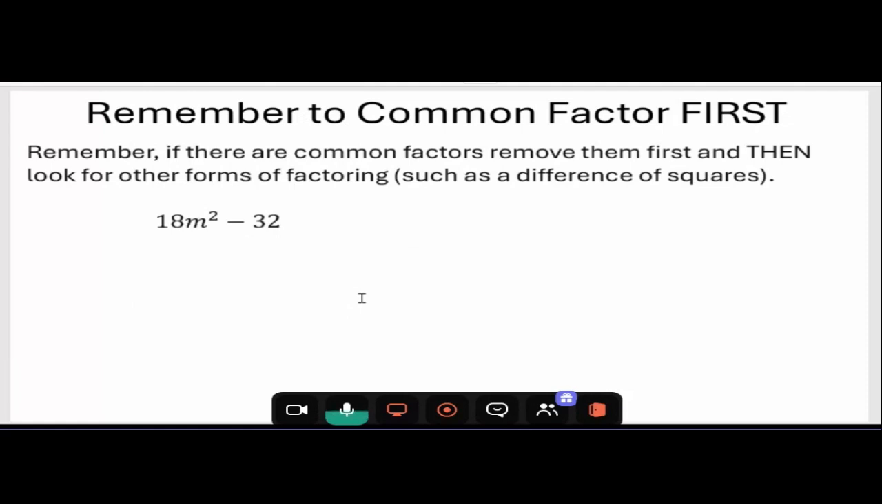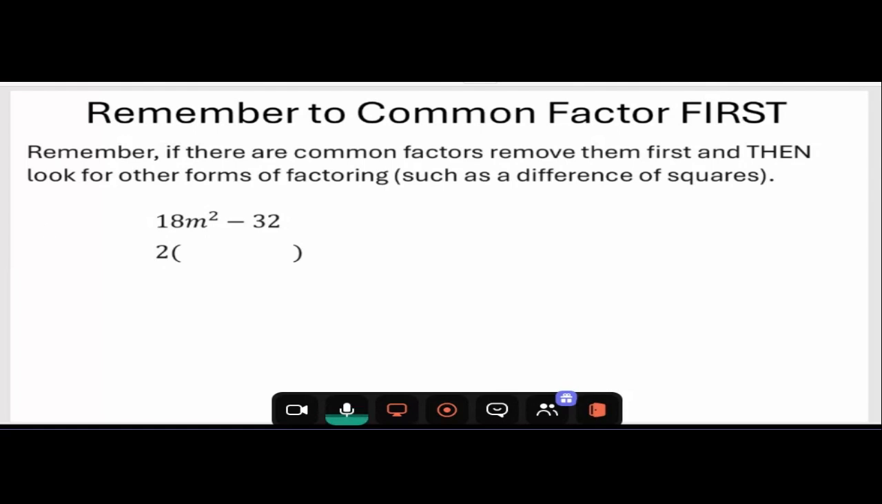Let's do one with the difference of squares here. I'm going to remind you what we said in our first little bit, common factoring, that you always common factor first. So before you do anything else, look for common factors. So on this one, I notice 18m squared minus 32. What's common to both those? A 2 can divide out of both those. So pull that 2 out.